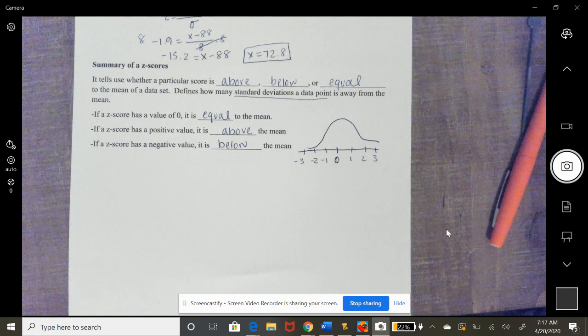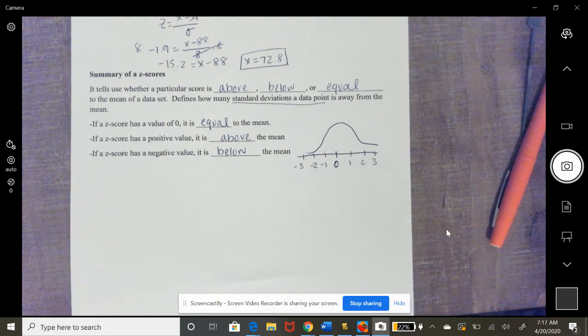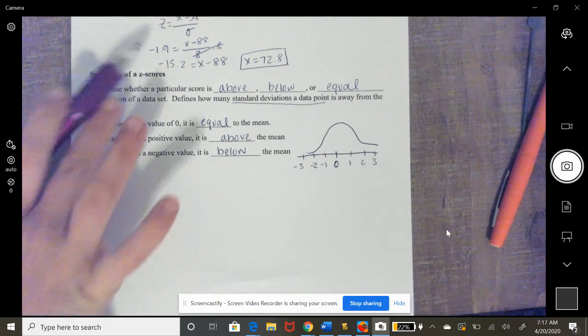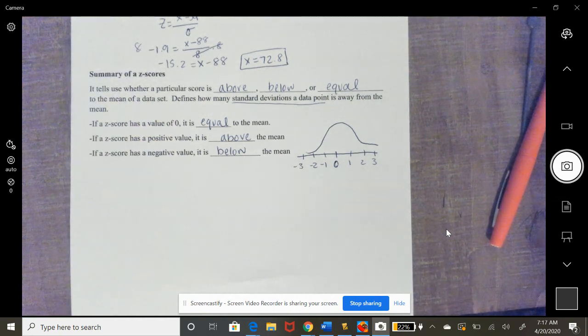Okay, but for now, just focus on calculating them and using them to compare, and also being able to find the data point. So if you would complete the practice quizzes and just let me know if you have any questions.